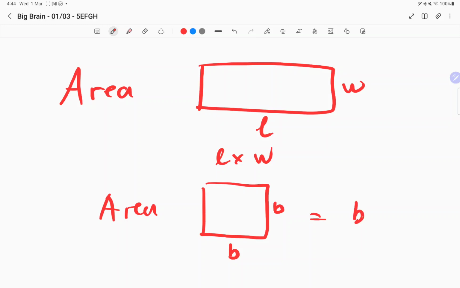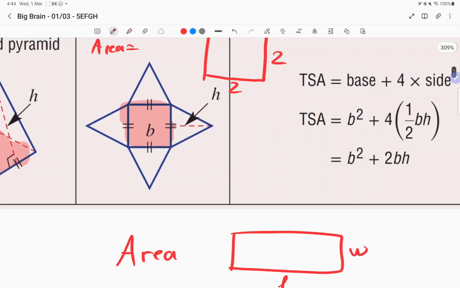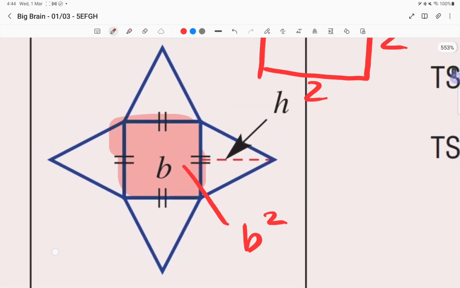B times B, that's right, it's just the same value, which means the area of the base there will be B times B, which is B squared. Because when you times it by itself, it's just raised to the power of 2. So that'll be B squared. Any question? Okay, all right.